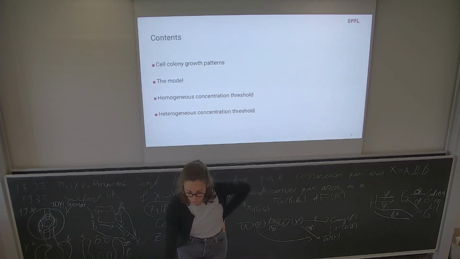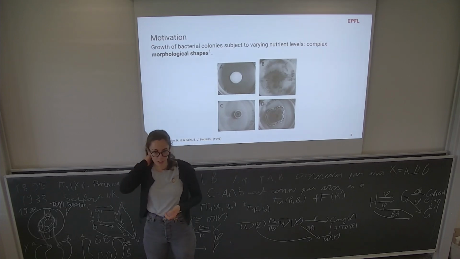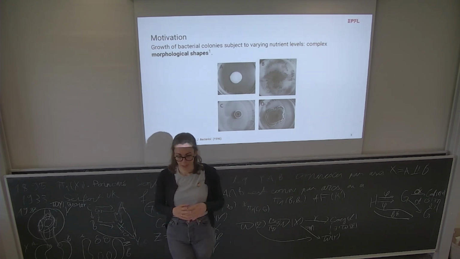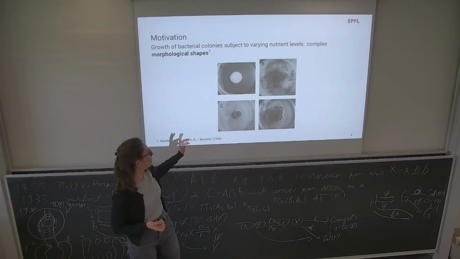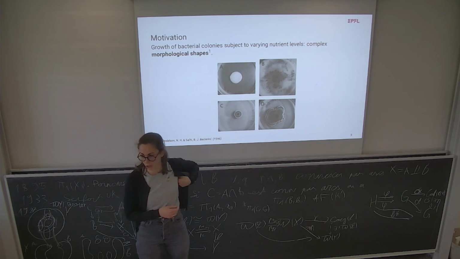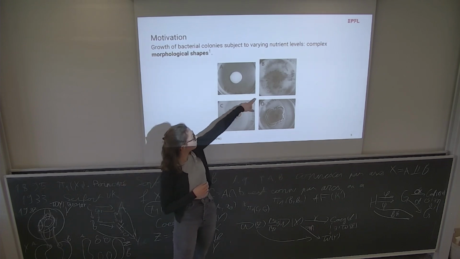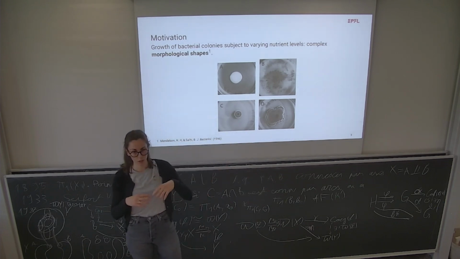So the basic idea is that in many contexts, people have seen how bacteria colonies grow, and based on the nutrient level in the environment, there are different shapes that the colonies can take. Here are 4 examples of different morphological shapes. In some cases they are very compact. In some cases, as in picture B, they are really branched.